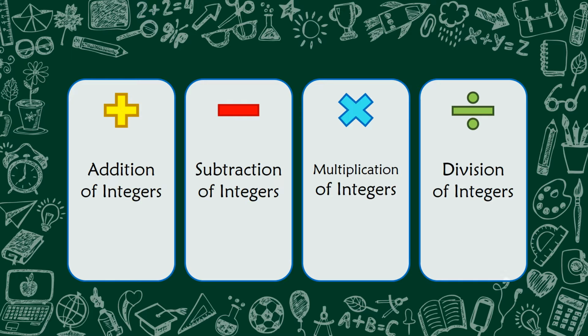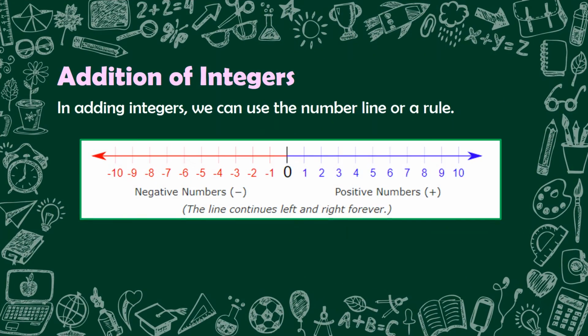So we have the four basic fundamental operations. We have the addition, subtraction, multiplication, and the division. Let us have addition of integers. In adding integers, we can use the number line or a rule.